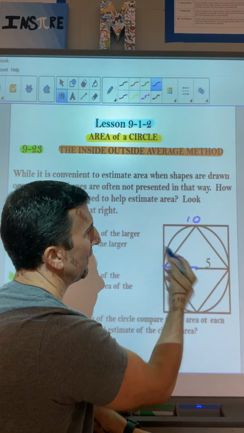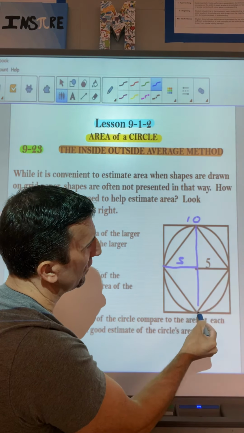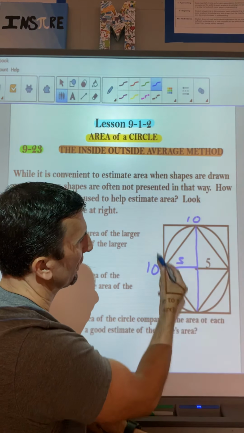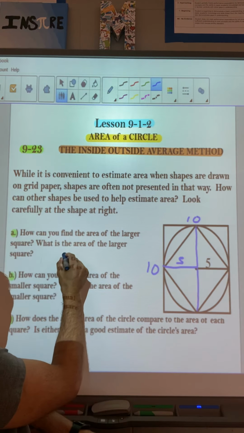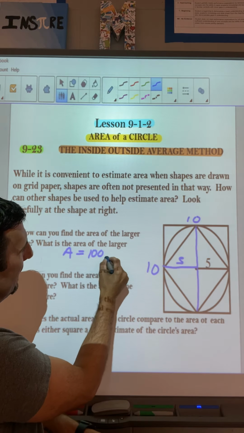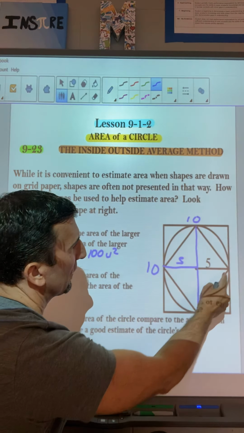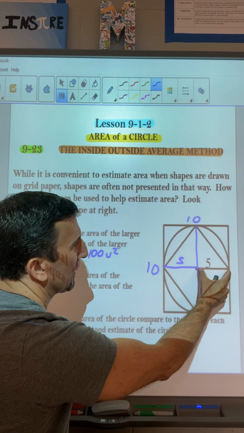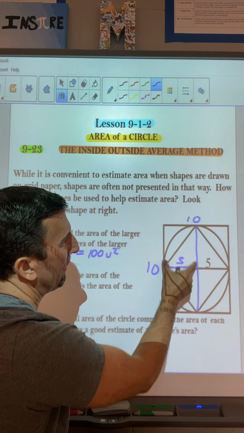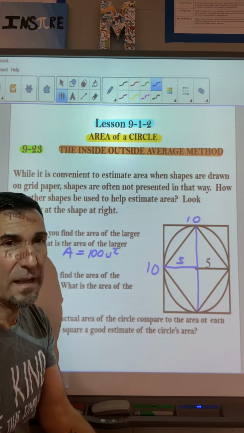So if this is 10 all the way across, then it's going to be the same this way too. It's going to be 10. So I can find the area of this outer square: it's a 10 by 10, so area is equal to 100 units squared. I hope that makes sense. Again, this radius is half the circle, halfway across, and the other side is halfway across. So 5 and 5 is 10. 10 times 10 is 100.